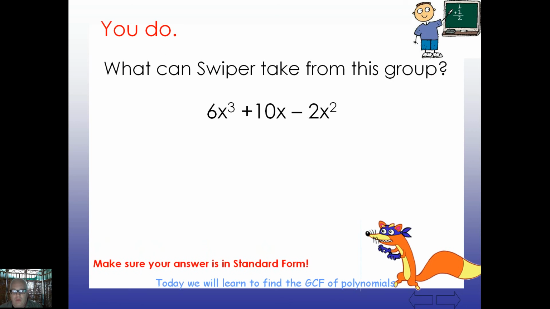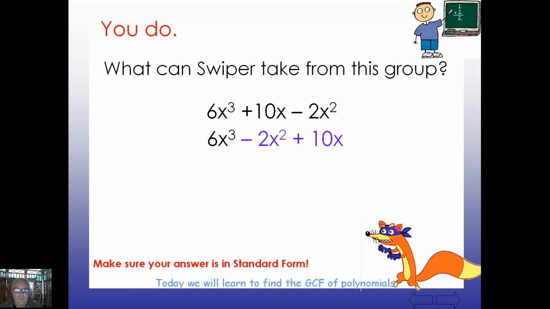All right, how about this one? 6x cubed plus 10x minus 10x squared. Now a little note here at the bottom, make sure your answer is in standard form. So maybe what we should do is write this in standard form now. The textbook and a lot of your practice will give you problems like this. They're not in the proper order. So why don't we just rewrite that? We'll go ahead and move the negative 10x squared up front.